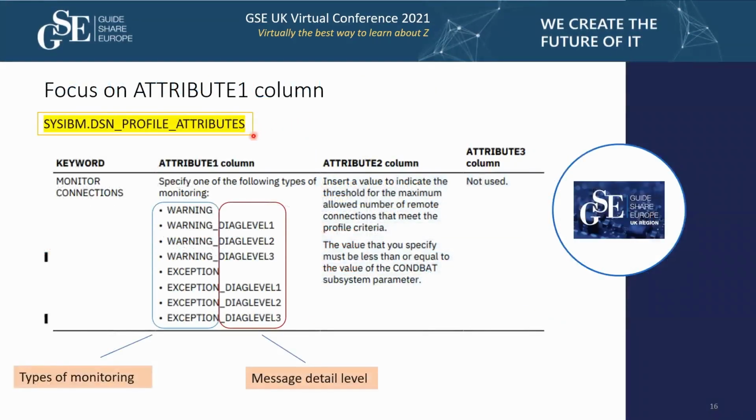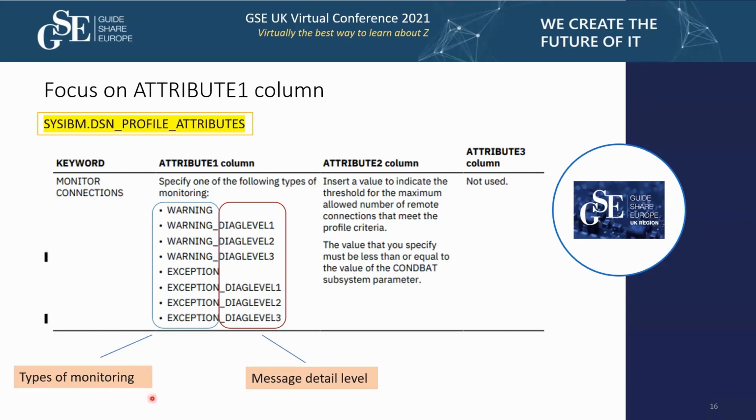We are again in the DSN profile attributes table. We have select monitor connections keyword, and then attribute column 1. The value of this attribute is a compound of 2 different values. It is a composite of the type of monitoring.